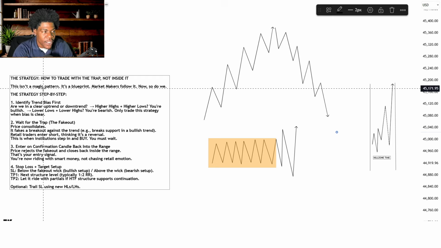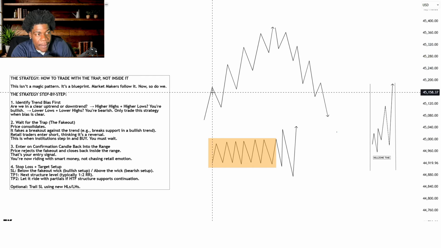The first thing we have to understand is our trend bias. Are we in a clear uptrend or a clear downtrend? Mainly on the higher time frames, I look for this on the daily, the 4-hour, or the 1 hour, depending on the type of trader you are, either a scalper or a day trader. I'm looking for price creating higher highs and higher lows. This means that we are in a clear bullish trend. Or is price creating lower lows and lower highs? This means we're in a clear bearish trend.